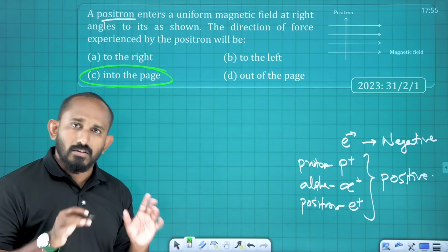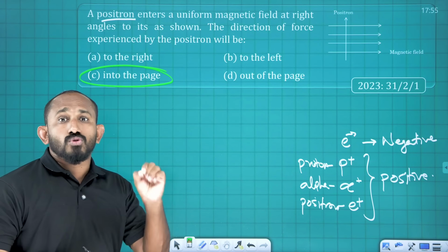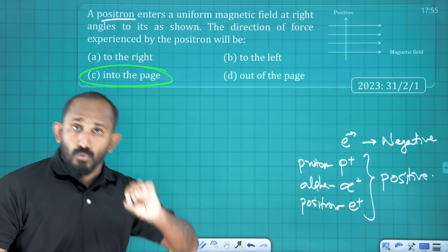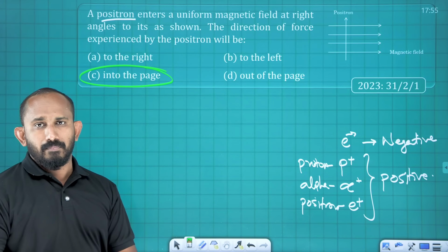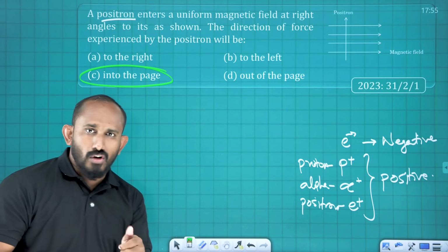Hope you got it. Concept: force on a current carrying conductor or force on a charged particle moving in a magnetic field. You got it. Let's go for the next question.